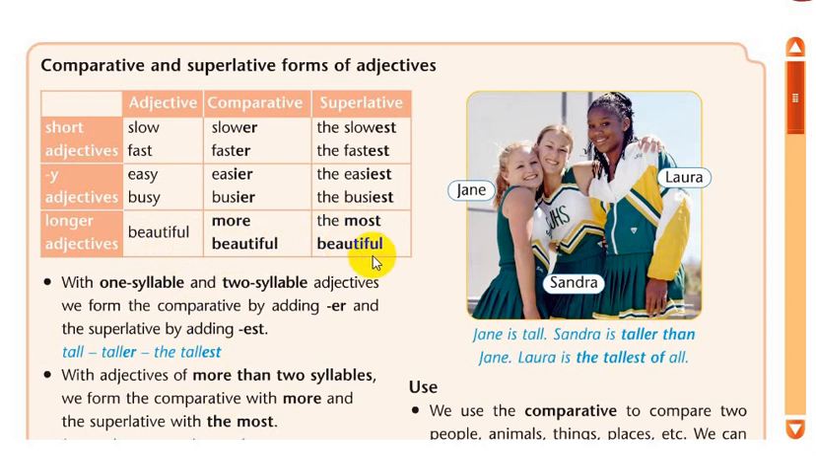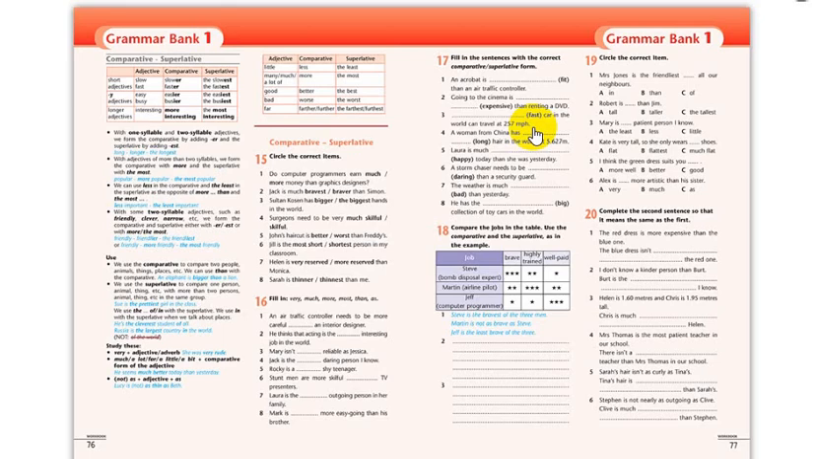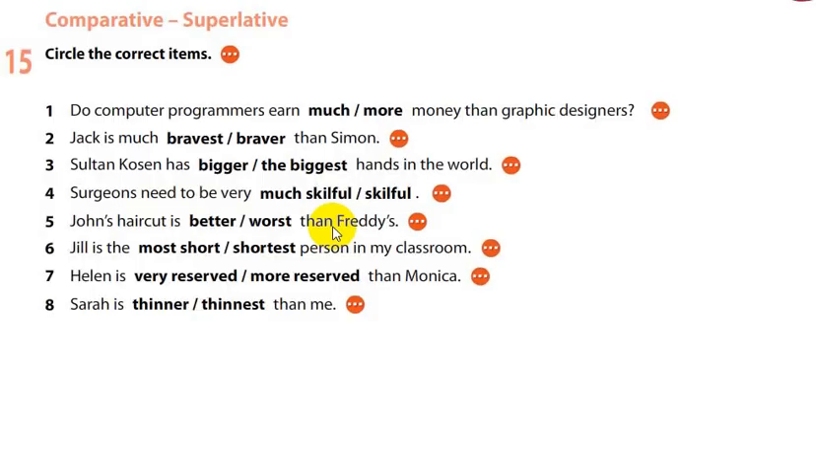So now I want to do some exercises with you. Let's open our grammar bank. In the first one, we must use the correct form. Do computer programmers earn much or more money than graphic designers? Here we have two jobs, computer programmers and graphic designers. So we must use the comparative, more money.